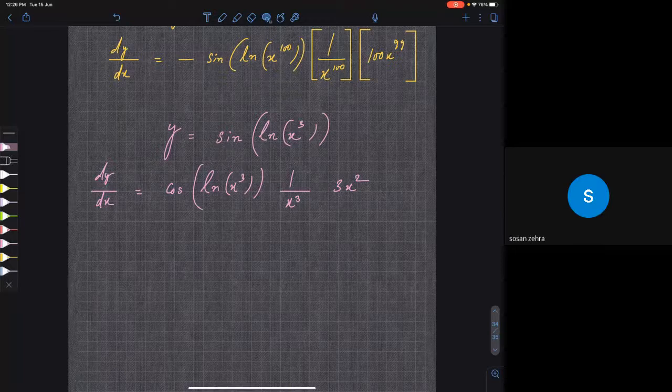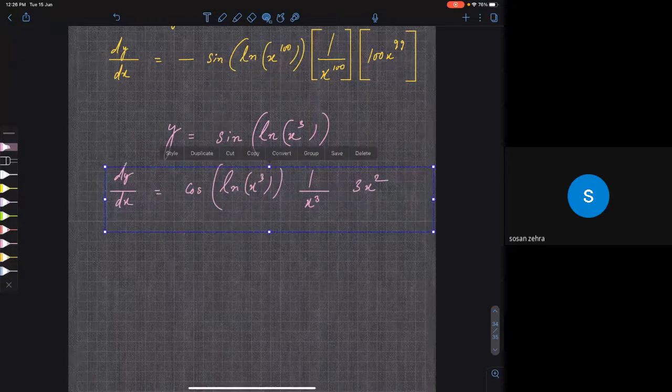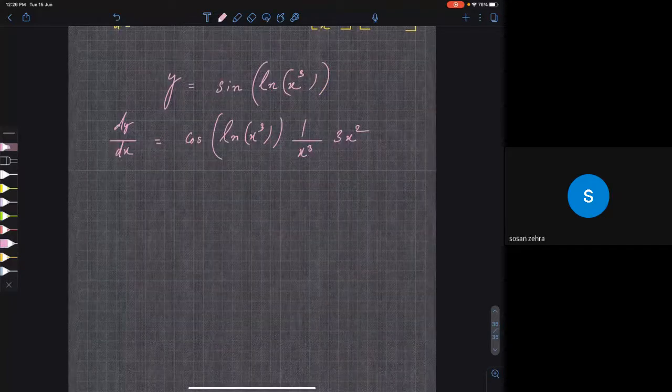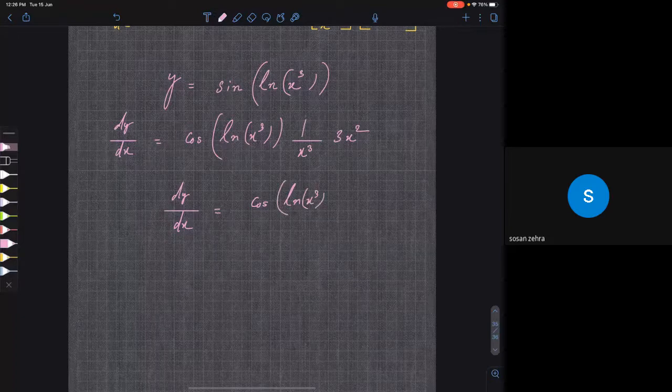Any problem? Sir, shouldn't it be negative? Sorry? Sir, 1 by x cube is equal to x to the power minus 3, so shouldn't it be minus 3x to the power minus 3? No, why? If you want, you can simplify. Let me just simplify. So dy by dx equals cos of log of x cube, which will remain unchanged. So I can write this as 3x square by x cube. Right? So this will cancel.